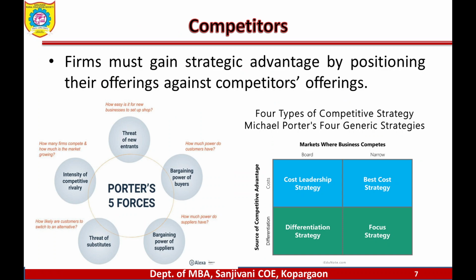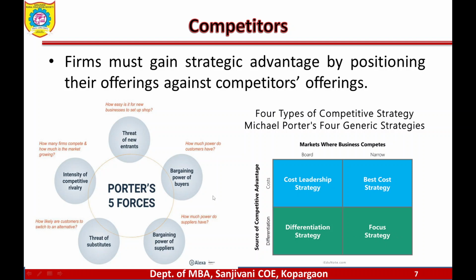Firms must gain strategic advantage by positioning their offerings against competitors' offerings. It is not 100% controlled by the organization, but partially we can control competition through some strategies, Porter's five forces, and some USPs that the organization or product concentrates on. Then they will enjoy the competitive leader position or market leader position.